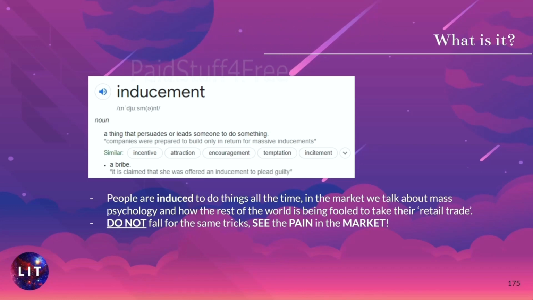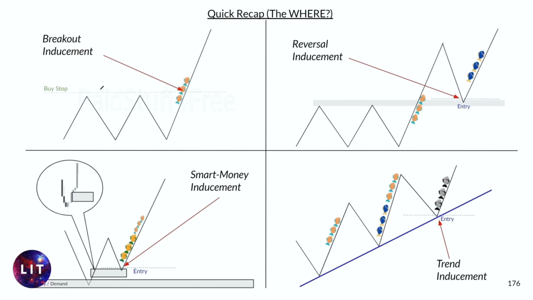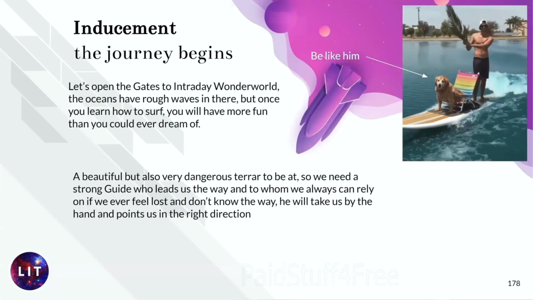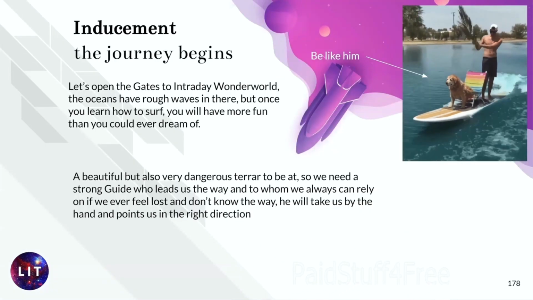So we know already that we should not fall for these same tricks, and we are now starting to see the pain in the markets, which means, of course, people losing money. The easiest ones we already covered, which are the breakout inducements, the reversal inducements, the smart money inducements, and the trend reversals. So in charts, pretty easy. We covered it before, but for now, enjoy the journey of the inducements, because that's really where the journey begins.